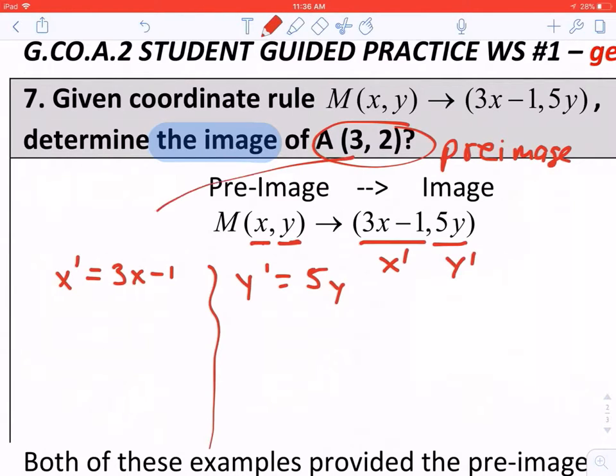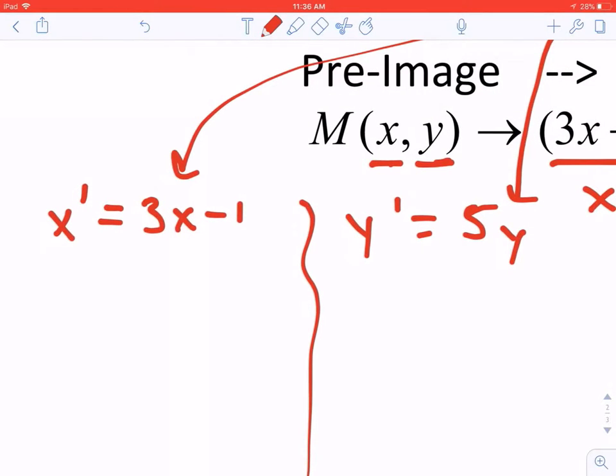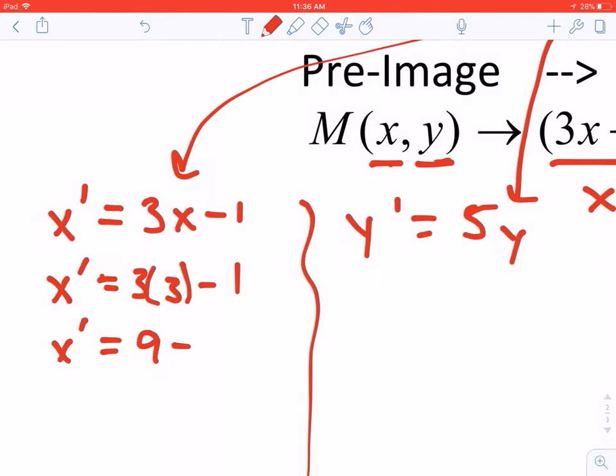So I'm going to replace the x value with 3. I'm going to replace the y value with 2. That's going to give me an image, x prime and y prime. So x prime is going to be 3 times 3. That 3 is coming from the question. That's the point A is 3, 2. 3 times 3 is 9. 9 minus 1 is 8.